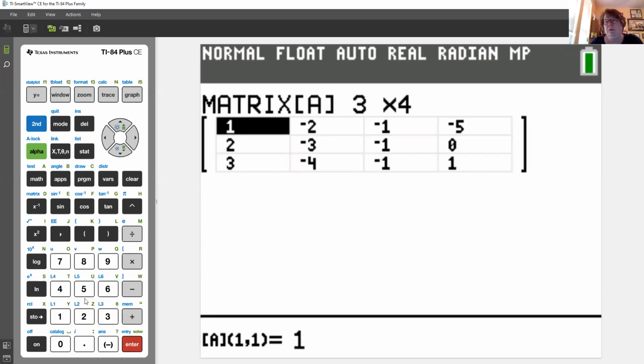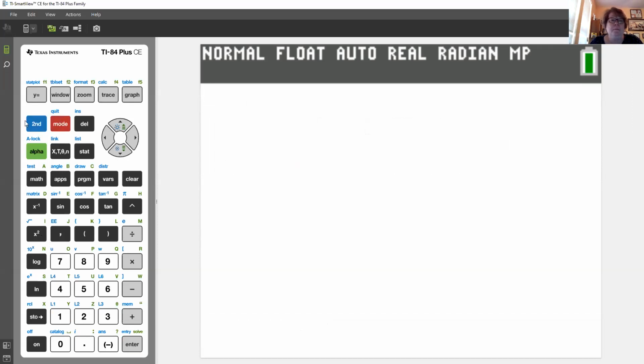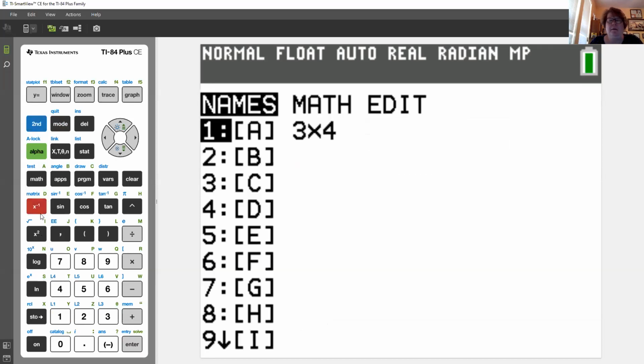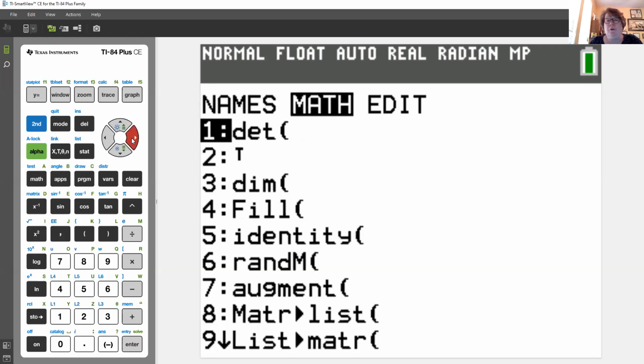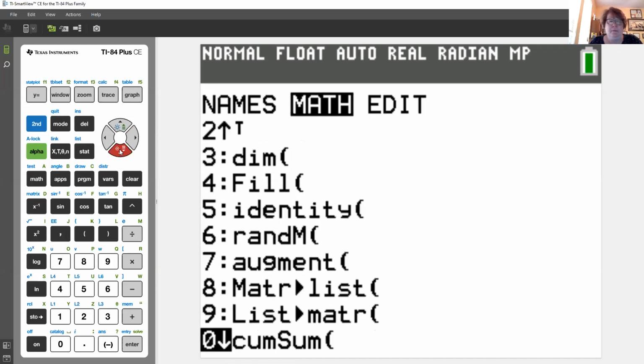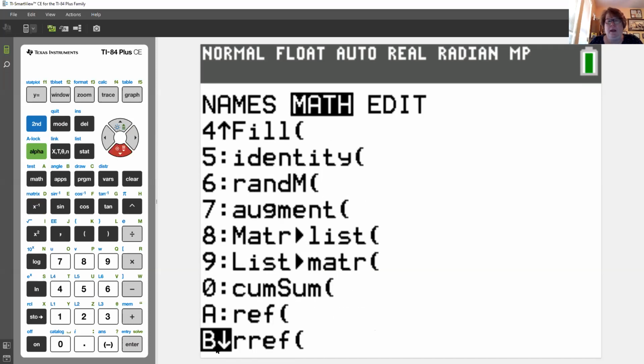All right, now to use Gaussian or Gauss-Jordan elimination on this matrix, I need to first exit from the matrix menu. So I'm going to do a second quit and get out of there. Now I'm going to go back in, second inverse, and now you can see that my matrix has been inputted. I'm going to go over to math, and I'm going to go down. I could also go up and find it. And I'm going to use reduced row echelon form. So I'm going to use Gauss-Jordan elimination.